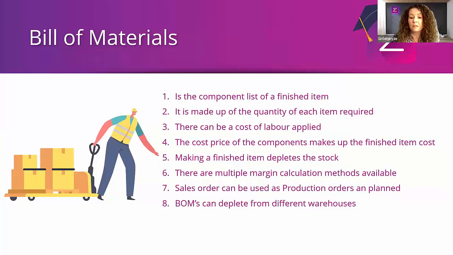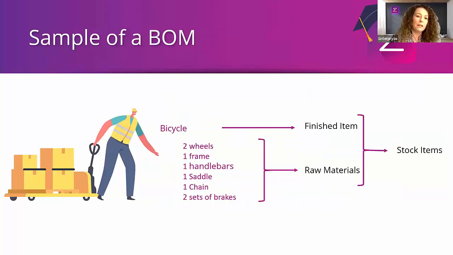Because of course a bill of material item can be a batch or a serial item, and what actually happens when you make a finished item is it depletes the raw materials and brings the finished item into stock. So here is a nice simple example of a BOM, and we saw that even on the red bike. So a bicycle, what does it contain? This is our simple bill of material. The components are the wheels, the frame, the handlebars, the saddle, the chain, a set of brakes. So there are all of our raw materials, and then the bicycle is the actual finished item.